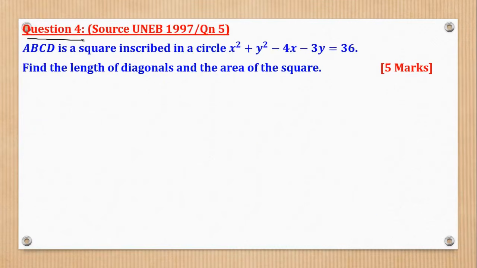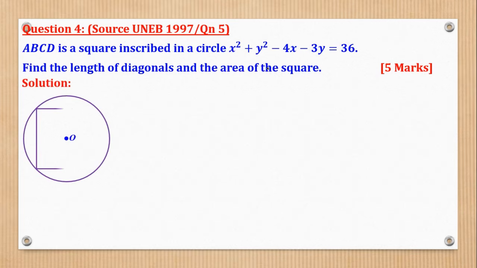So now we shall go to question 4, which came from UNEB 1997, paper 1, question 5, and says ABCD is a square inscribed in a circle. Find the length of diagonals and the area of the square. So this one requires something like a sketch. So we shall first sketch the circle and the square.